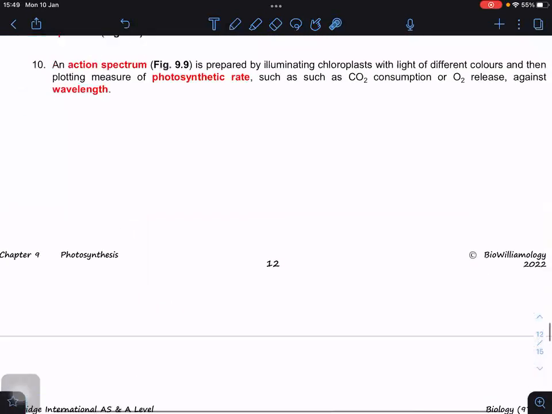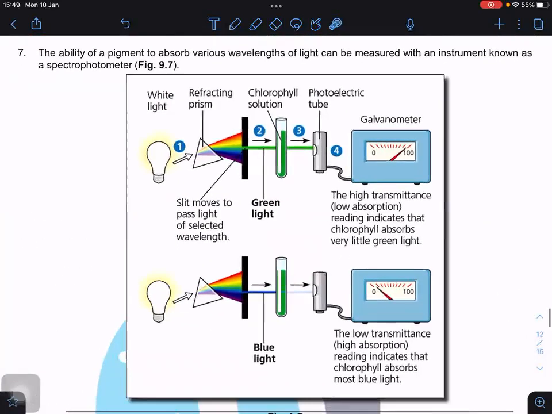So what we're going to look at here is how we do this. The ability of the pigment to absorb various wavelengths of light can be measured with instruments known as the spectral photometer. Basically, we generate different wavelengths, allow the light to pass through the solution, and then detect how much is transmitted. Then we can calculate the absorption. So if transmitted is almost 100%, absorption is 1 to 2%. So we change the wavelength: 400, 410, 420, 430, and so on. We plot the graph. Are you clear?